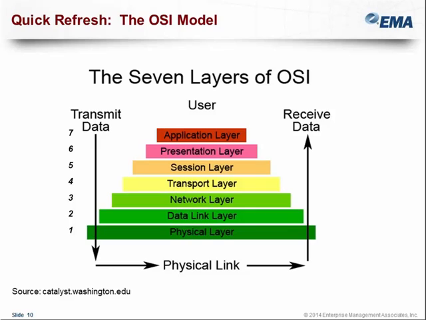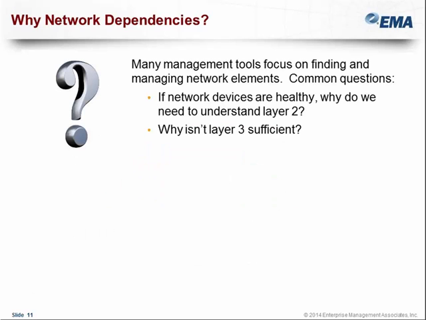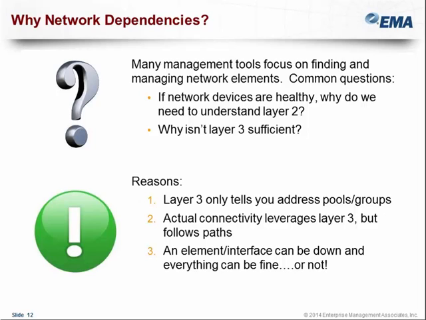So with those in mind, why do we care about this, and what is it really that's special about the network dependencies in layer 2? I actually have lots of conversations with folks, and it's not unusual for me to hear these kinds of questions. The tools have been put in place to manage the devices and make sure the devices are healthy. So why is it important to understand layer 2, and why isn't layer 3 sufficient? Well, there are some key, very important and essential reasons why that's the case.